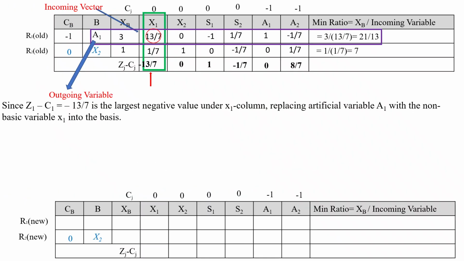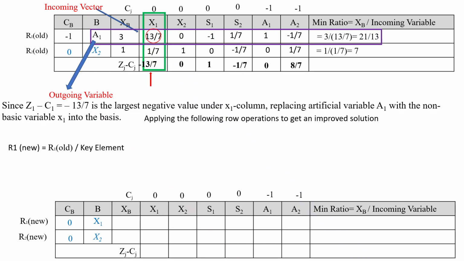Next, once again I have to construct the new simplex table by entering the incoming variable. So here I have to replace A1 with x1, and its coefficients are 0 and 0 for x1 as well as x2. And next we are applying the following row operations to get the improved solution. First row operation is R1 new equal to R1 old divided by the key element. So R1 new will become R1 old divided by 13 by 7. We can say that it is R1 old into 7 by 13.